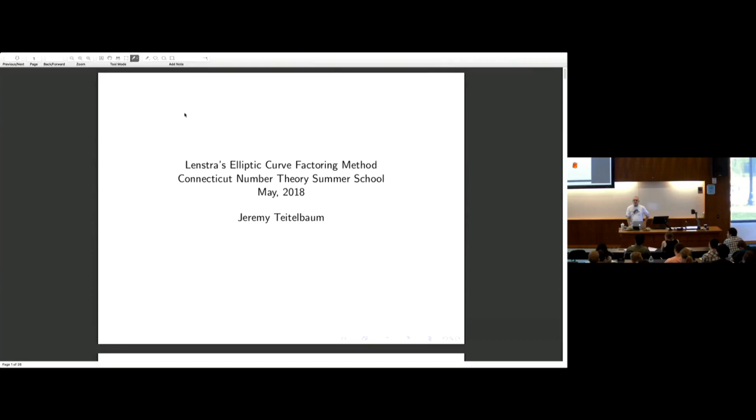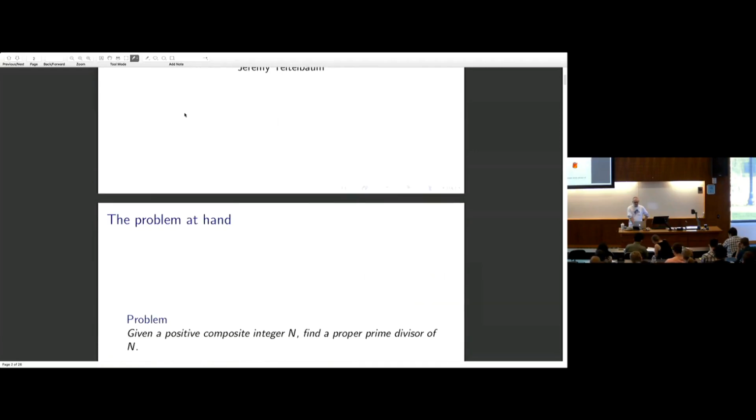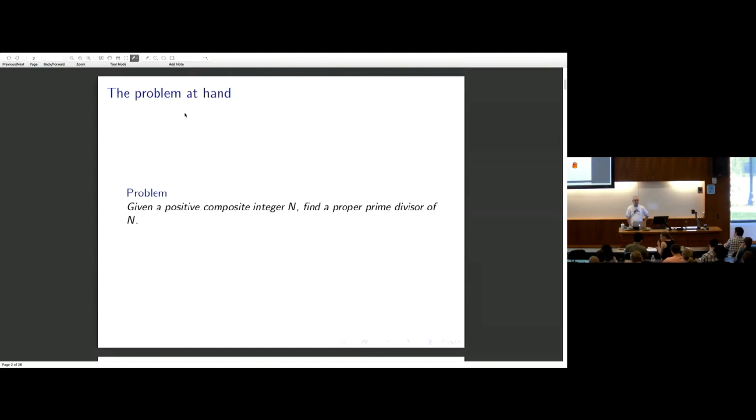Good to be here. So this is going to be a quick overview of Lenstra's elliptic curve factoring method, which is kind of old at this point. The paper was published in '87. But it is a very fundamental piece of the computational number theory toolkit. So I think it's worth looking at how it works. And since it does take advantage of elliptic curves, and I know there's a course on elliptic curves, it seems like an appropriate topic for this meeting.